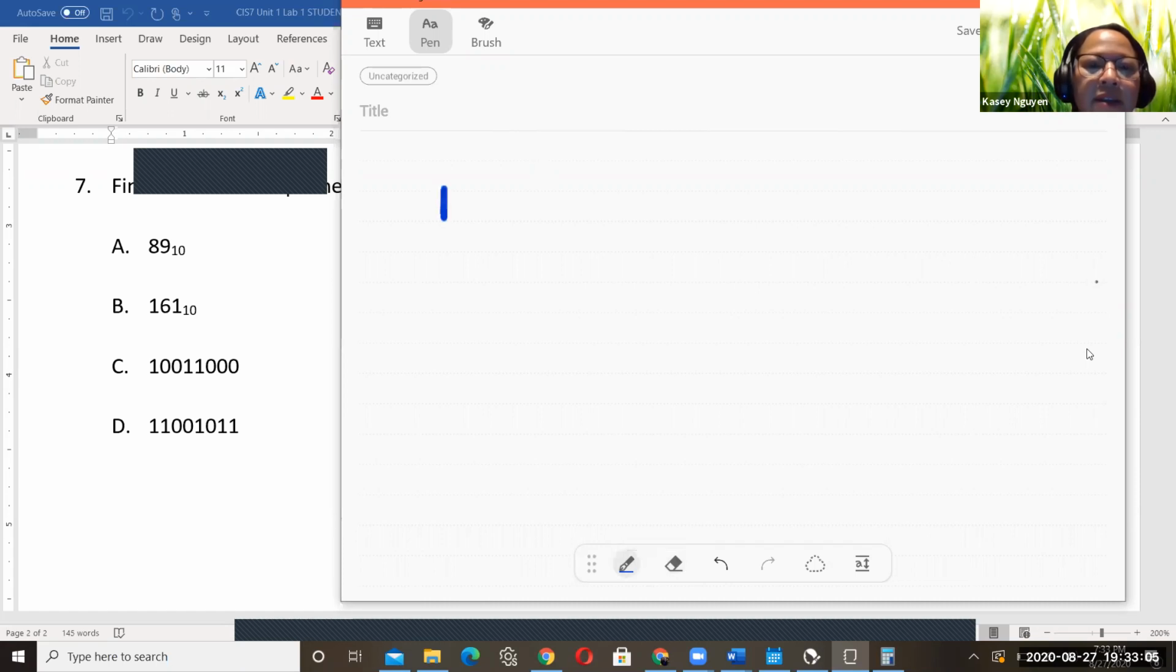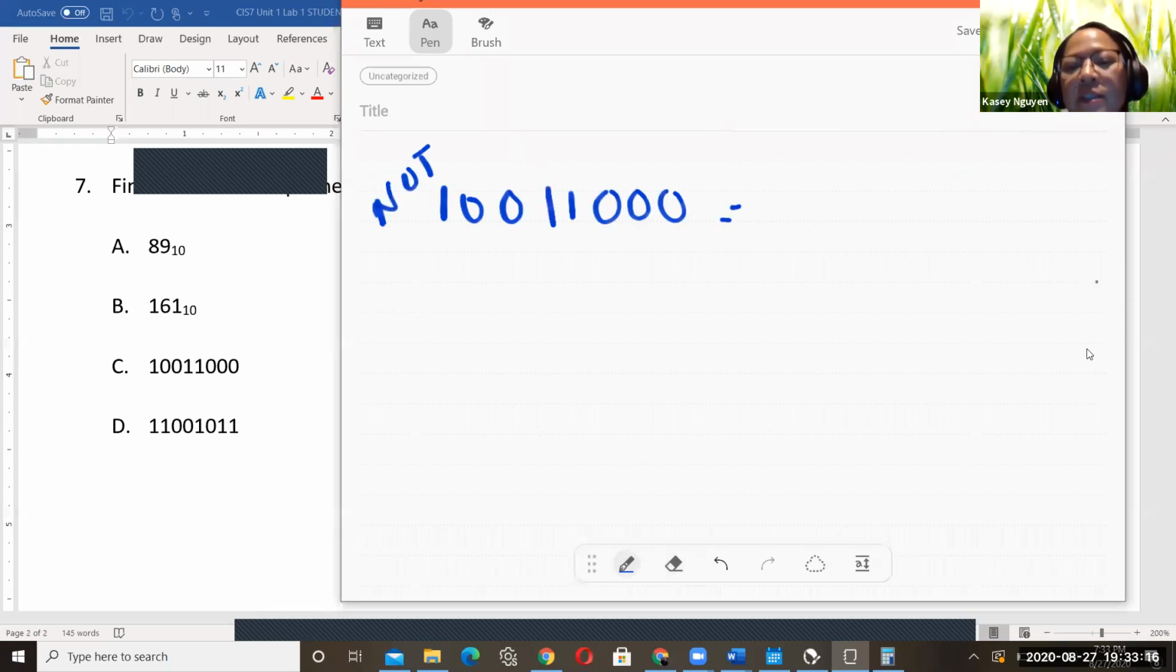So we have 1 0 0 1 1 and 3 0 in the back. First, we're gonna NOT it. So if we simply flip the bits, 1 becomes 0, 0 becomes 1, 0 becomes 1, 1 becomes 0, 1 becomes 0, and the 3 0 in the back becomes 1. And this is the first.